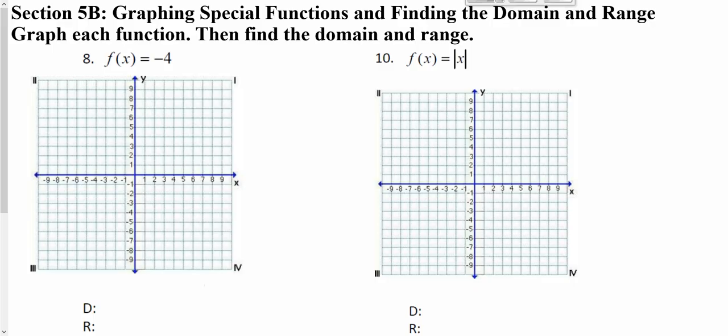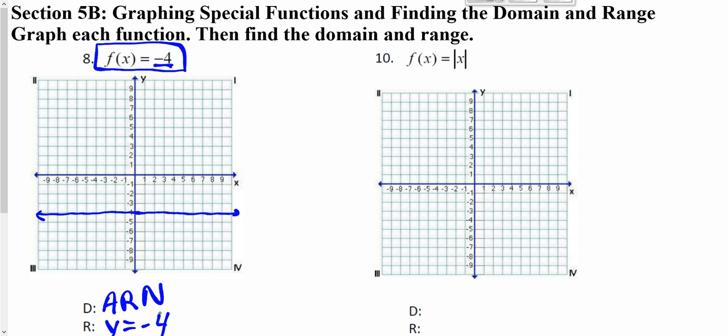So now we're going to go ahead and graph some of these. When we're looking at this one here, our function says no matter what you put in, you only get out negative 4. So no matter what you put in, you're always at a height of negative 4. That's the only thing you can get out. So your domain is how far left and right it goes, which is all real numbers. Your range is how far up and down it goes. Well, it doesn't go up forever, doesn't go down forever. It's only at a height of negative 4. So you just go y is equal to negative 4.